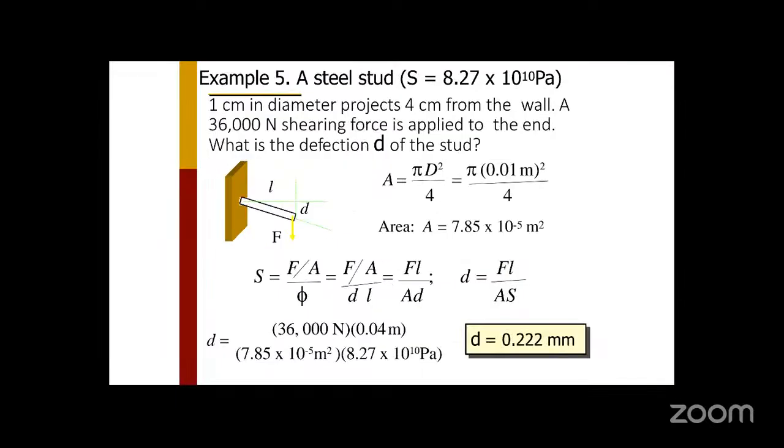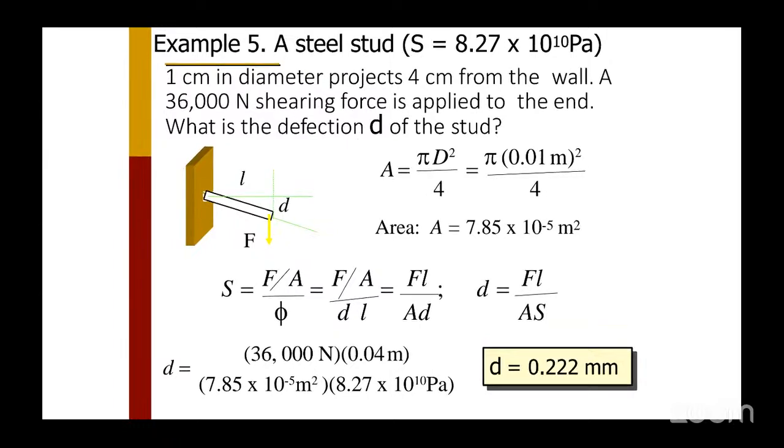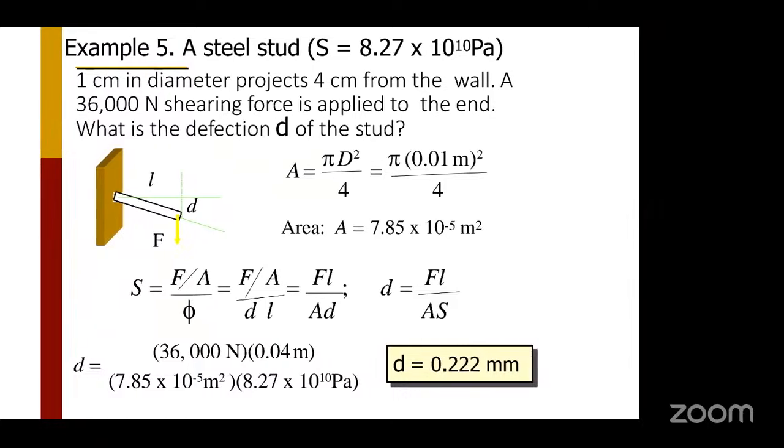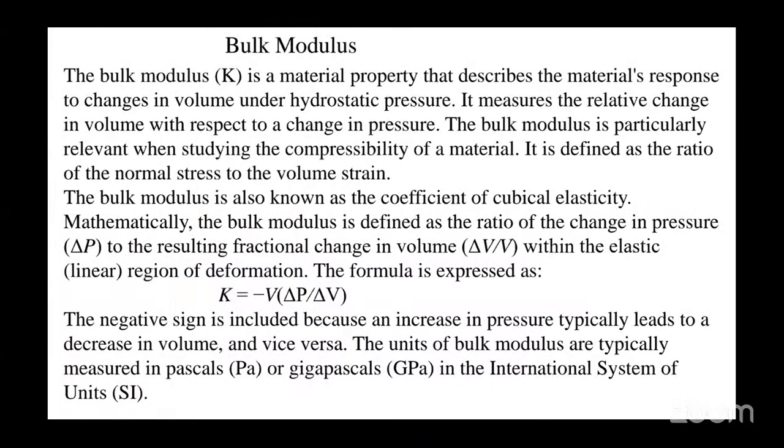So having gotten the area, we make D the subject of the formula. So D becomes F L over A S. F is 36,000. L is 4 times 10 raised to minus 2 or 0.04, divided by A, which is 7.85 times 10 raised to minus 5, and times the shear modulus, which is 8.27 times 10 raised to 10 Pascal. So when you substitute all the values and simplify, we have our D to be 0.222 millimeters.